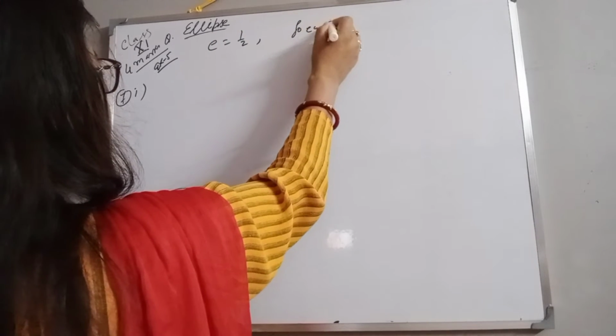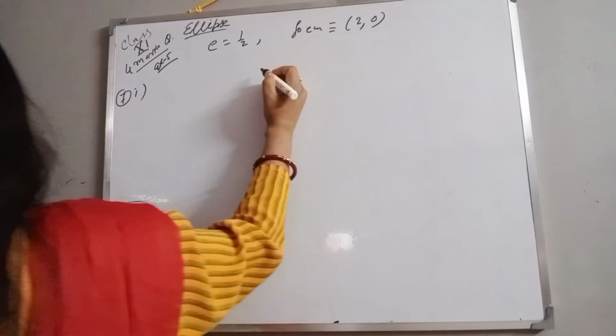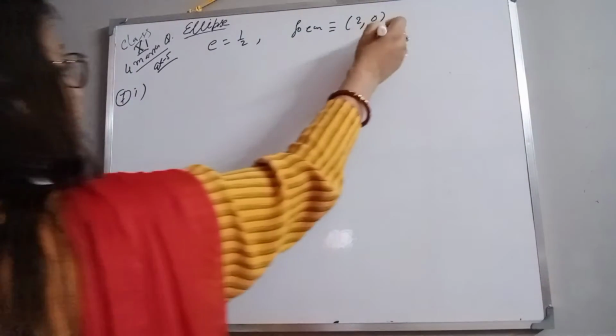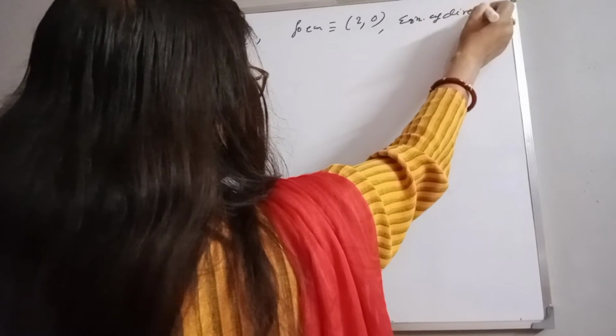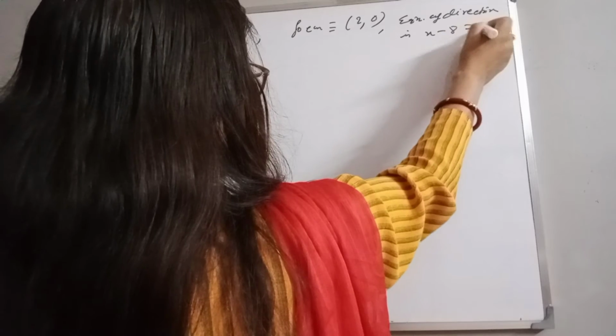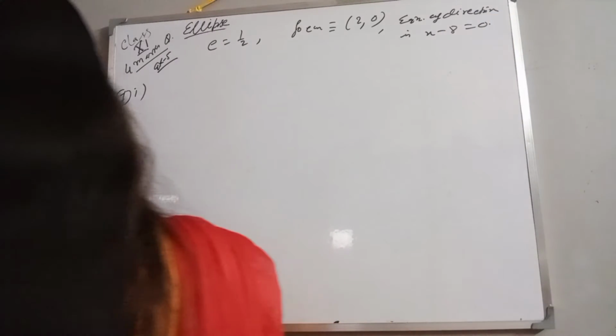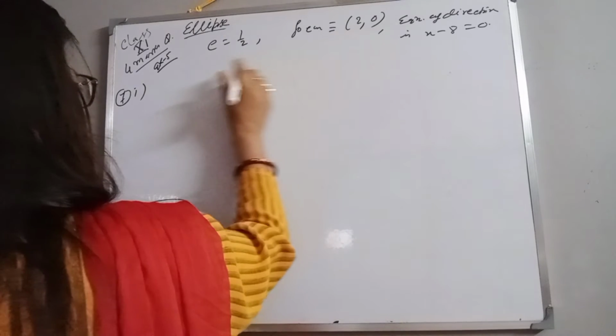Focus is equivalent to (2, 0), and the equation of directrix is x minus 8 equals 0. Okay. Now focus is (2, 0).